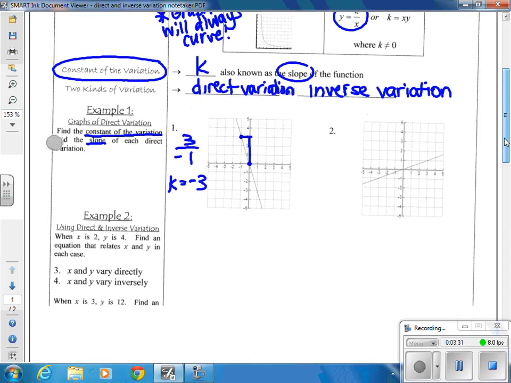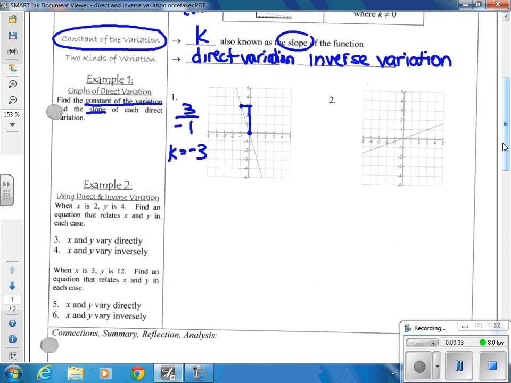In example 2, they are giving you an x value and a y value, and they're asking you to write an equation that relates them either directly or inversely. For number 3, I will do 3 and 4 with you. You do 5 and 6 on your own. Number 3 is asking you to write an equation where x and y vary directly. As soon as you see the word directly, you know you're using direct variation. So you start with the formula. The formula is y equals k times x.